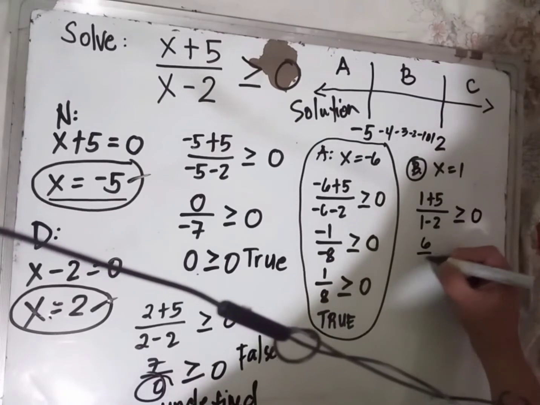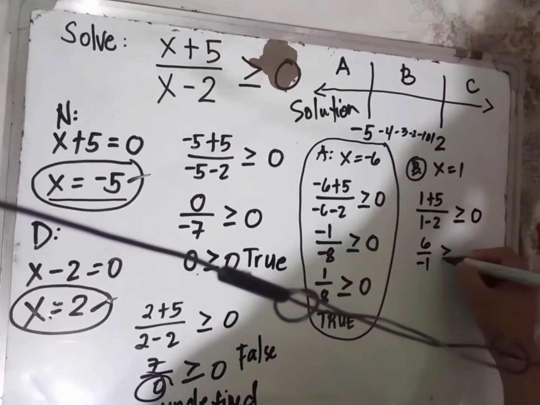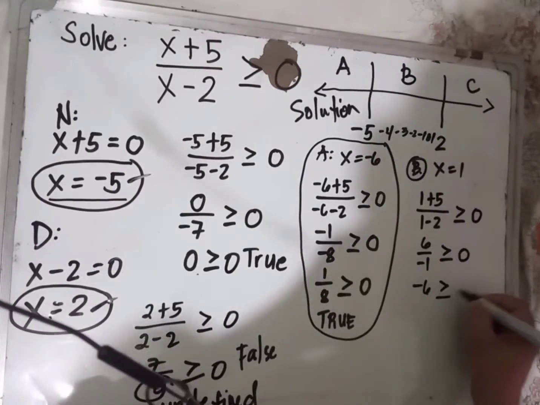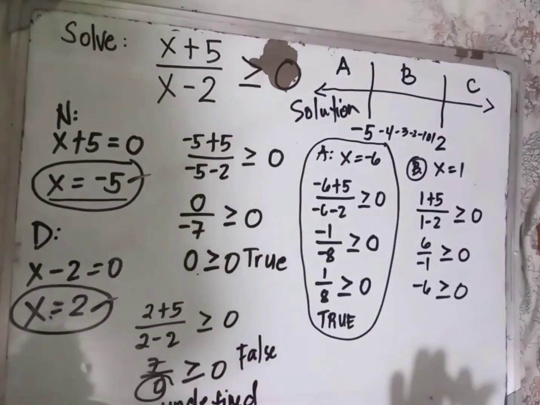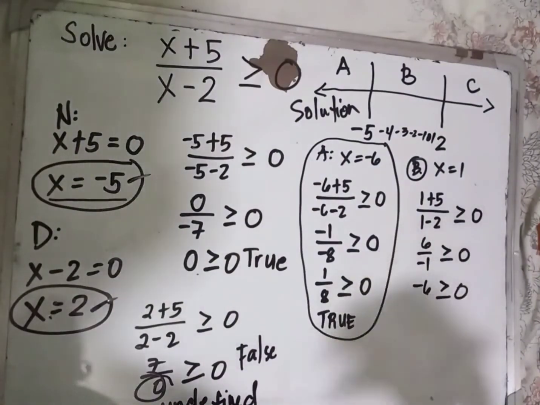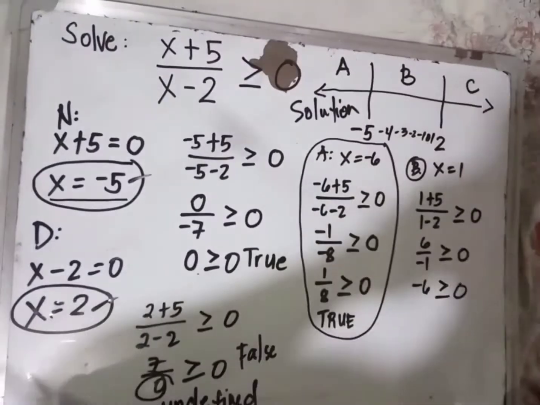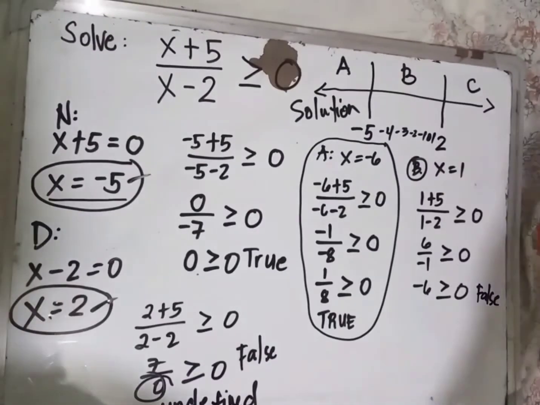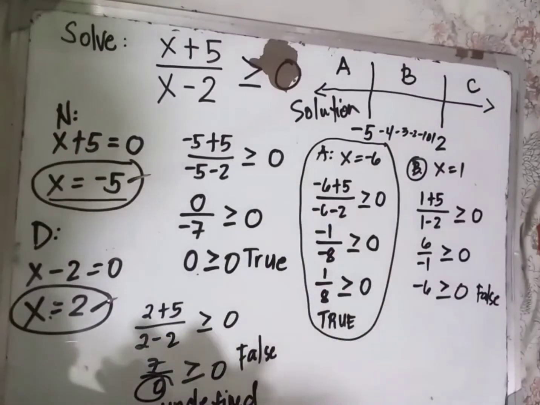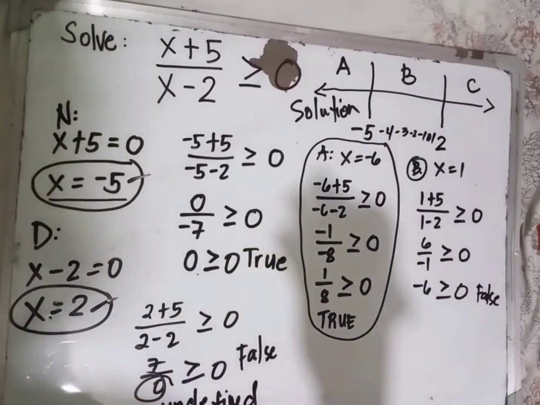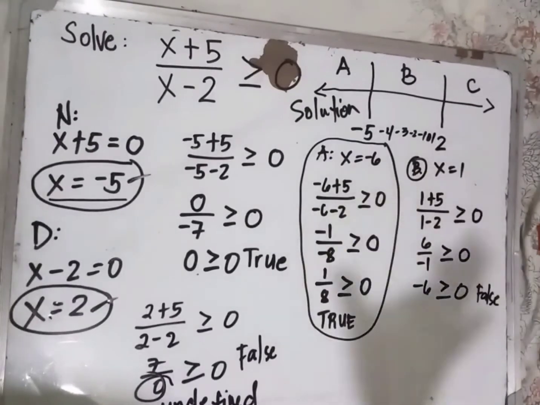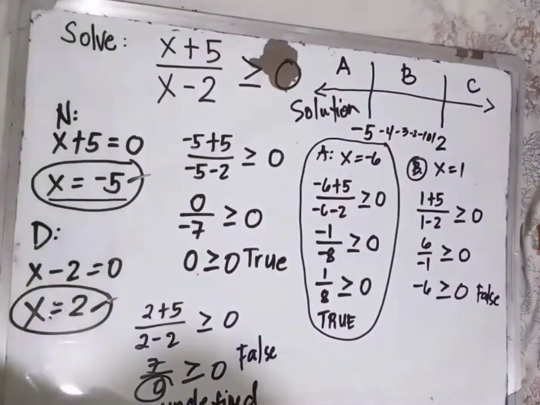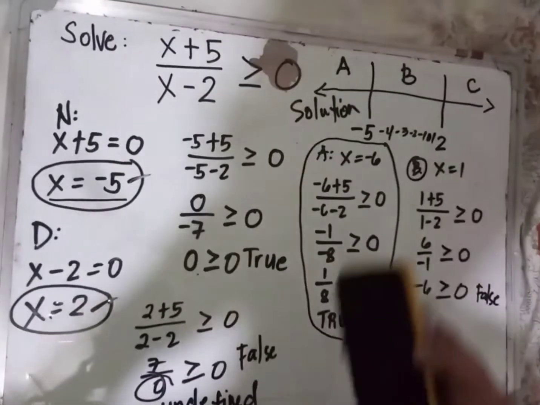So 6 over negative 1 greater than or equal to 0. So negative 6 is greater than or equal to 0. True or false? Okay, that is false. Why? Because malaki yung 0 kaysa any negative numbers. Lahat ng negative numbers, mas malaki pa yung 0. Okay, next. Interval C na tayo.